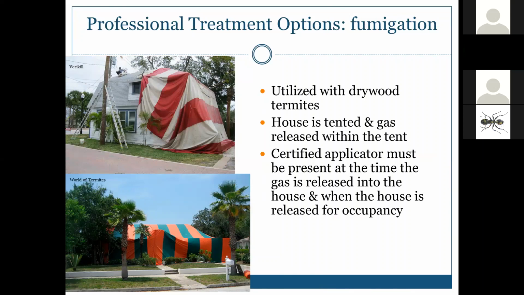So with this house being tented and fumigated, make sure that you follow the instructions that you are given by the pest control company, because you may have to remove certain things from the house when you are being fumigated.